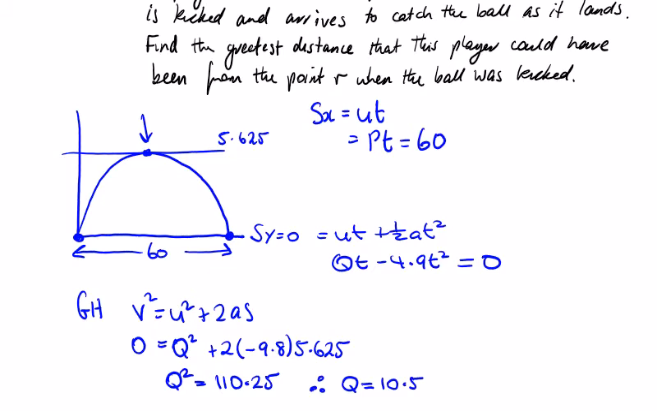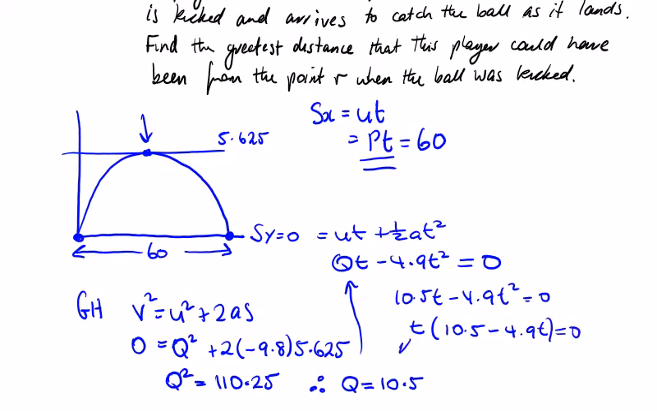That will enable me to get T, which will enable me to get P. So up here, I've got 10.5T minus 4.9T squared is equal to 0. If I take my T outside and multiply by 10.5 minus 4.9T, I get my initial T is equal to 0, and I get 4.9T is equal to 10.5. So T is equal to 10.5 over 4.9.